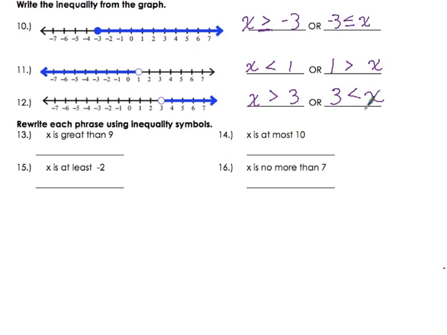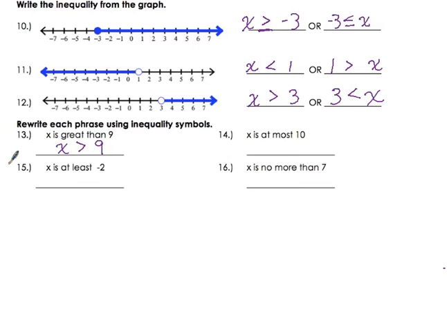All right, stay with me here. We're almost done. Okay, so let's rewrite each phrase using inequality symbols. So I have x is greater than 9. I know it says great, it's a typo, okay? Just bear with me. X is greater than 9. Not too bad, right? Okay, number 14.